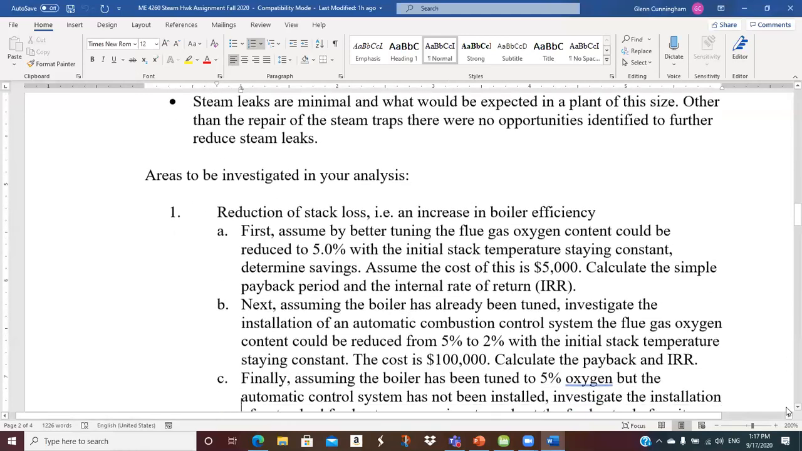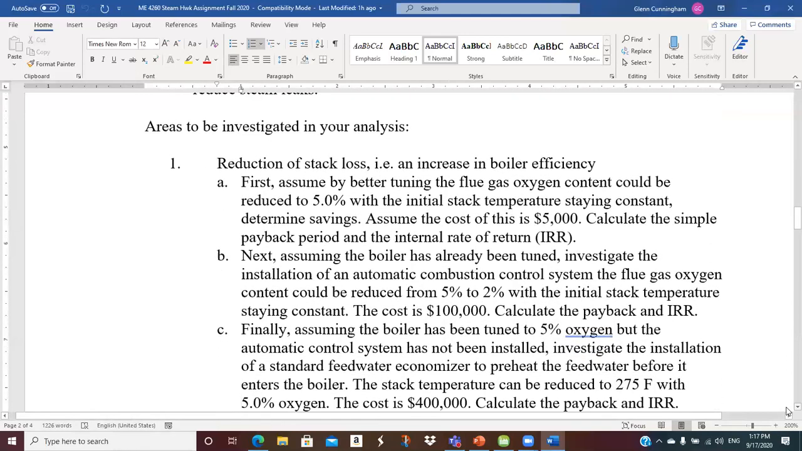So, now some of these things, I want you to go ahead and build the model. Go ahead and get in Measure and build the model. I've just fed you numbers that are pretty much just going to go in there. You do have to evaluate a stack loss, but you've got a calculator to do that. So that's not all that bad. Areas to be investigated in your analysis.